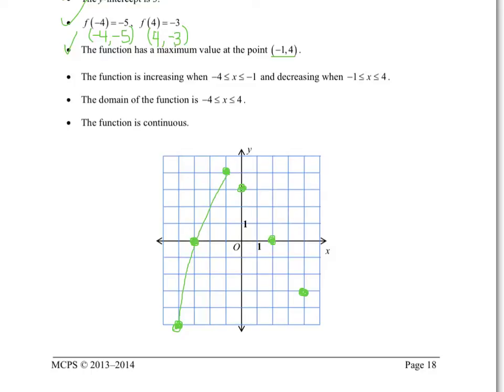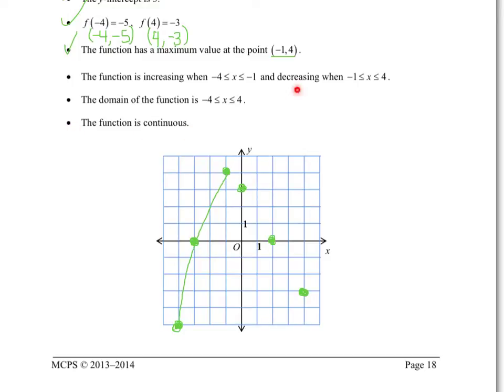Now also keep in mind that it says the domain of the function is from -4 to 4. So I know that this is going to be my final point and this is going to be my final point. I'm not continuing on. I'm not drawing arrows. I also know that I'm connecting it because the function is continuous.